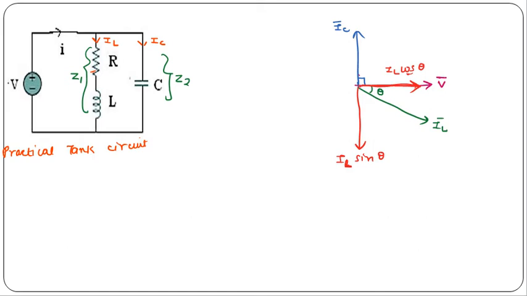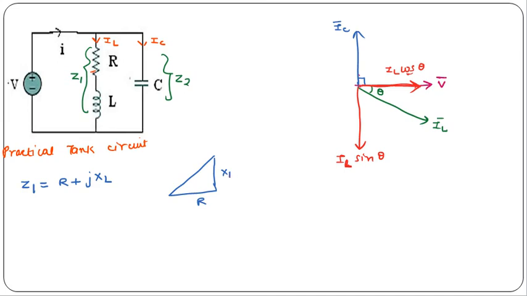So now we have to find out the impedance of this circuit at the resonating frequency. For that, first of all we will find the Z1 value. Z1 is the impedance of R and inductor connected in series, so Z1 is equal to R plus jX_L. From here we can draw the impedance triangle.